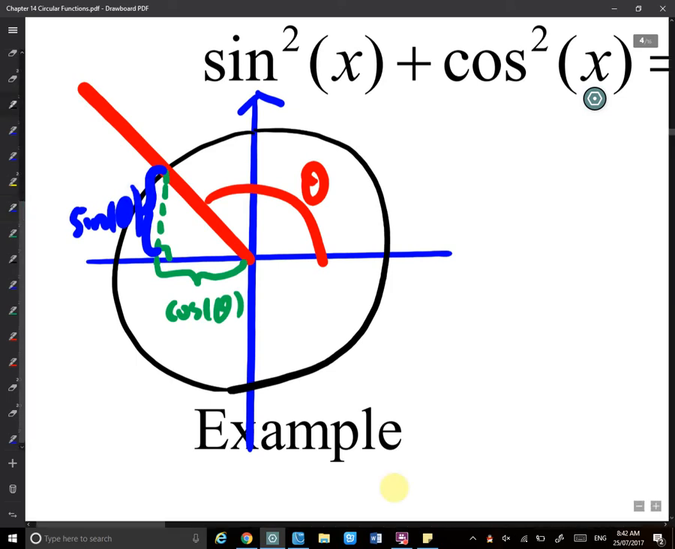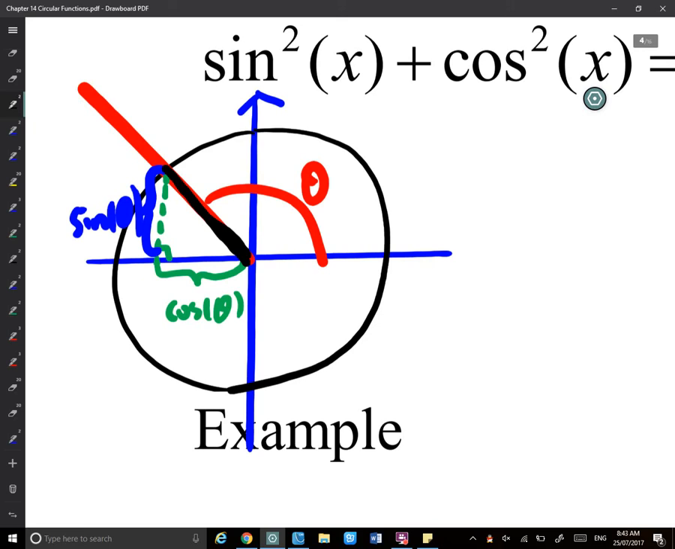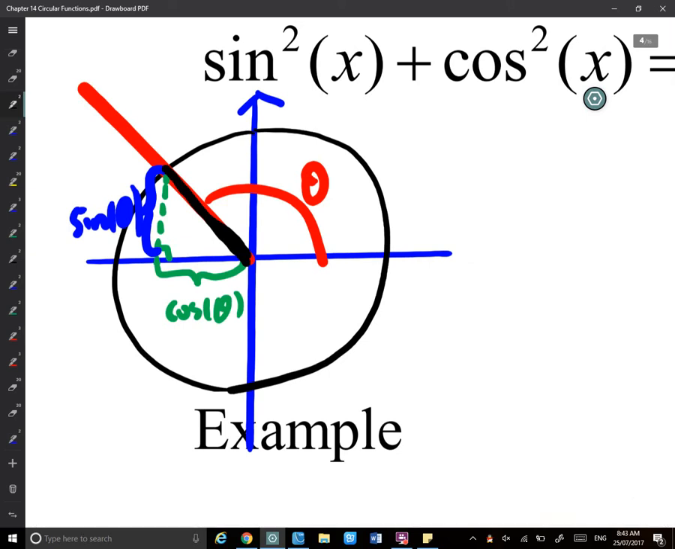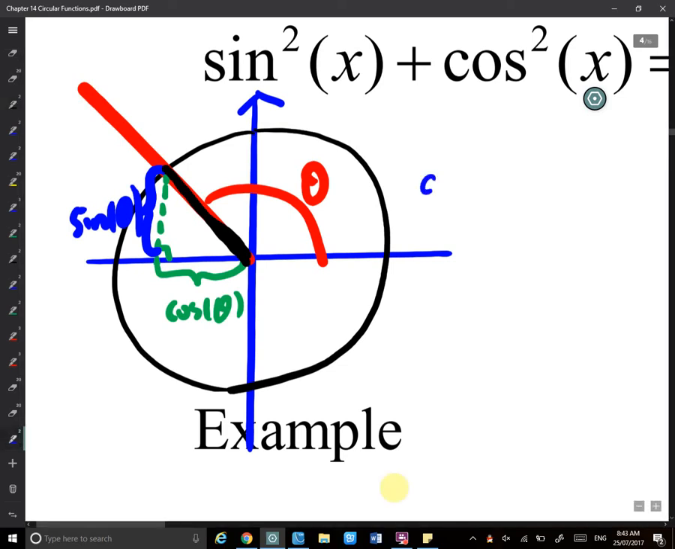And what's this length? This black length here, the hypotenuse of this triangle. It's 1, because it's a unit circle. Only in a unit circle do we talk about sine and cosine values, and the radius is just 1. So we have sine squared plus cosine squared equals 1 squared, because of Pythagoras, a squared plus b squared equals c squared. So we have cosine squared theta plus sine squared theta equals 1 squared.